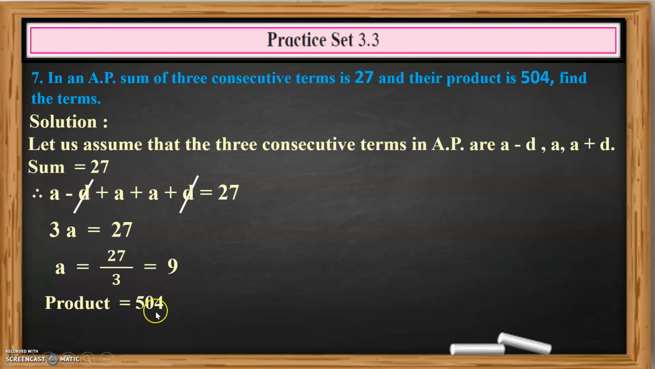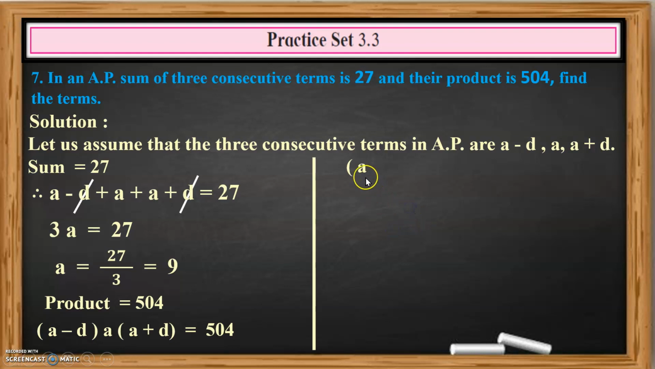Now the product is 504. So product means we have to multiply all of them. So let's multiply a minus d into a into a plus d is equal to 504. Now I'll just rearrange these terms. I will take the first and the third term together.